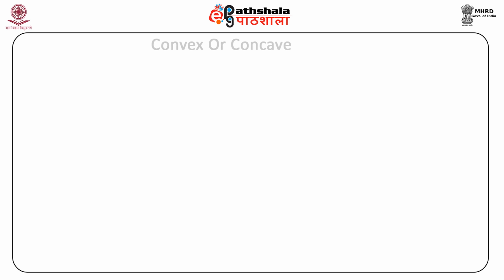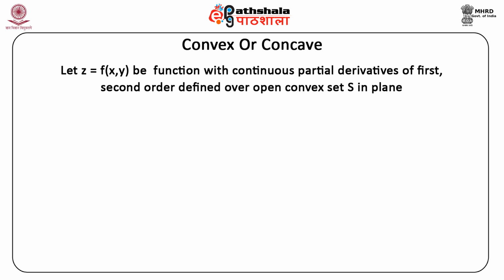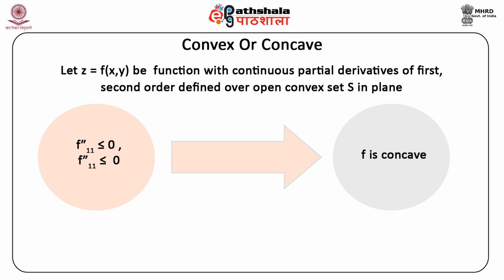For functions of two variables, the theorem reveals whether a function is convex or concave. Let z be a function of x and y with continuous partial derivatives of first and second order defined over an open convex set S in the plane. f is concave, implying that f double dash 1 1 is less than or equal to 0, f double dash 2 2 is less than or equal to 0, and the determinant is greater than or equal to 0.